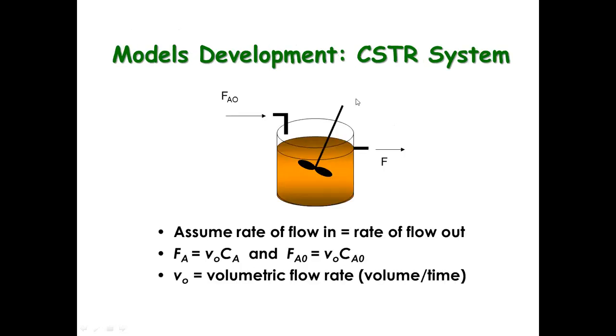Now, we go to our CSTR. You could see here in the CSTR that you have FAO, the initial molar feed rate, and F is of course the feed rate after the reaction has already proceeded inside your reactor. So this is for your CSTR.